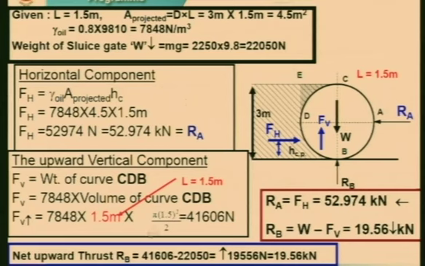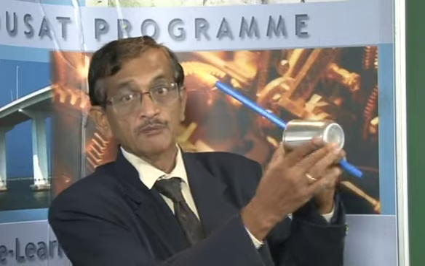Total 3 meter. So how to calculate the area? Pi into 1.5 square by 2, right? So we can calculate the area as pi into 1.5 square by 2 into the Hc volume. 1.5 is the length I have mentioned here. This length, as I mentioned, is 1.5.